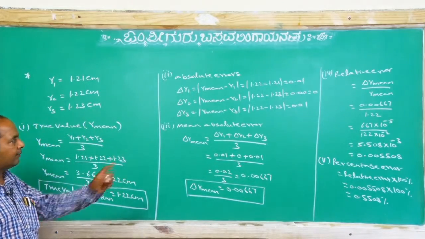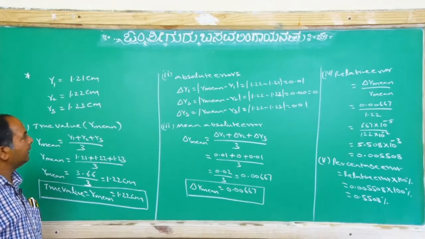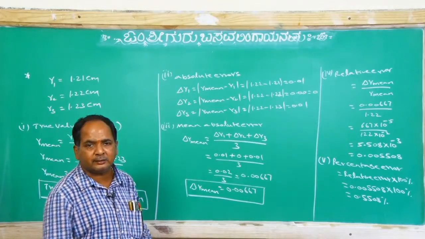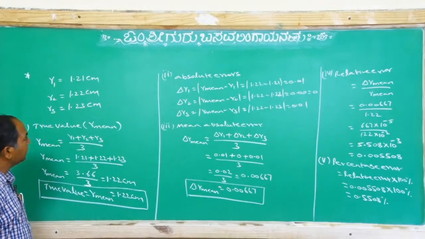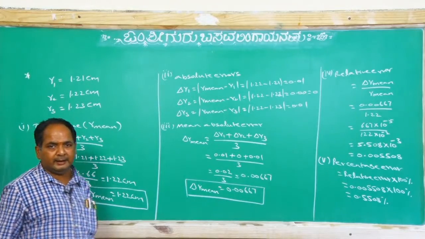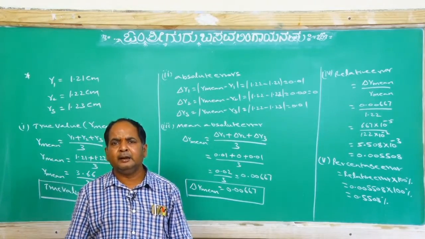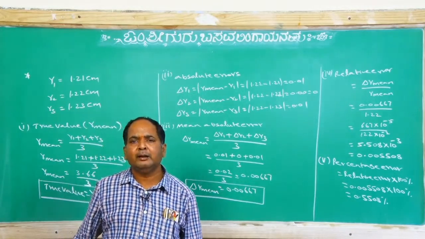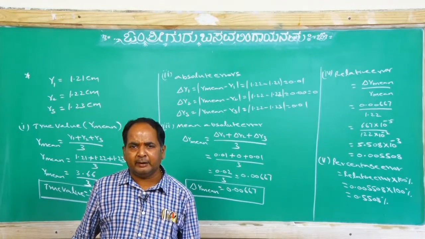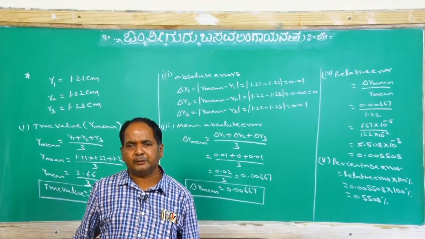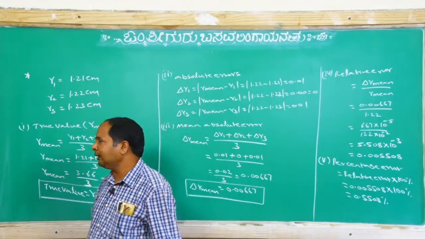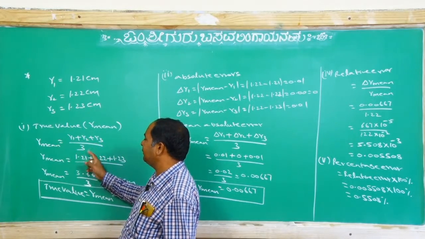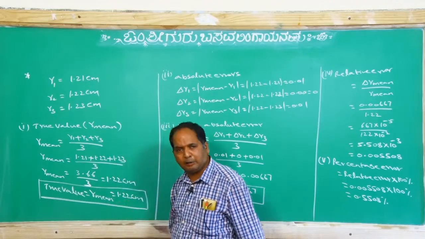These are the data given yesterday. Once again, those who did not listen to yesterday's class, observe carefully. In statistics errors, if the given data is R1, R2, R3, then the true value means the arithmetic mean. Arithmetic mean means the sum of the given values divided by the number of given values. Here R1, R2, R3 are given, so the true value is R1 plus R2 plus R3 by 3. By simplifying, you will get R mean.